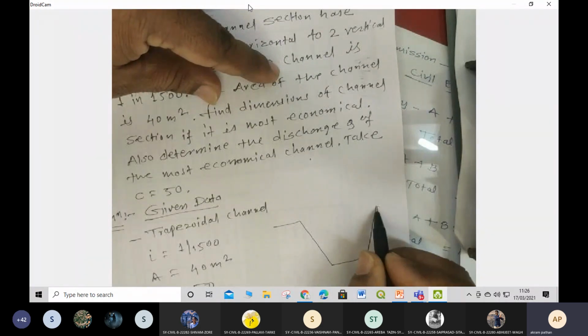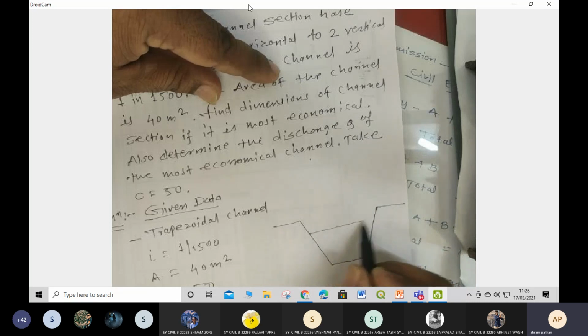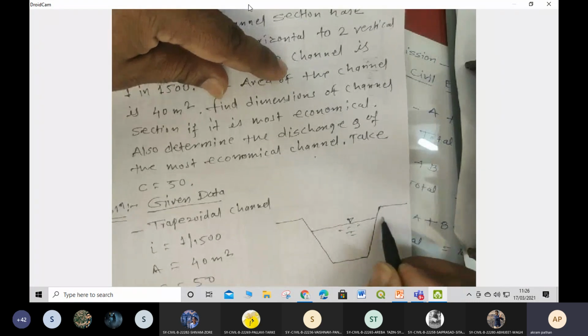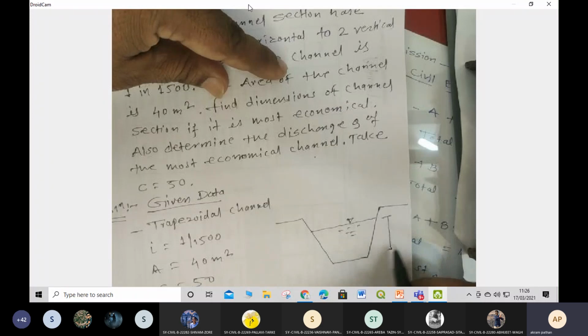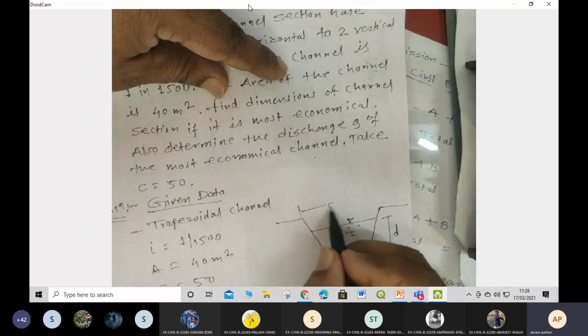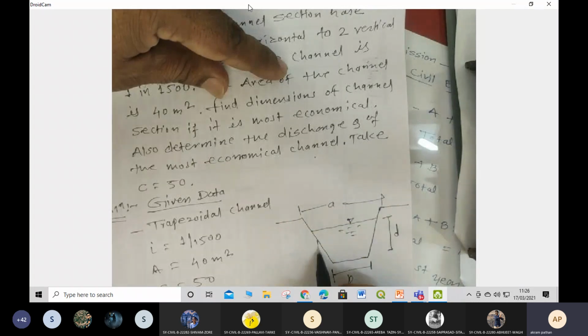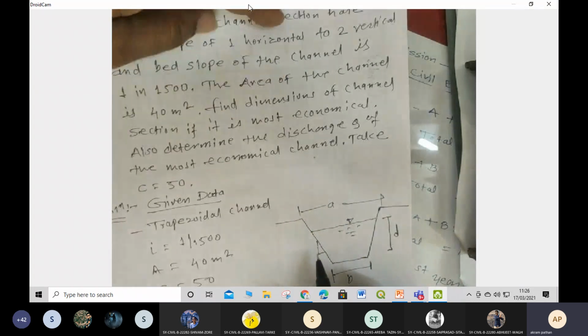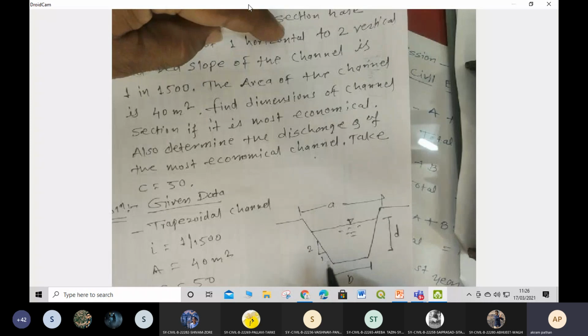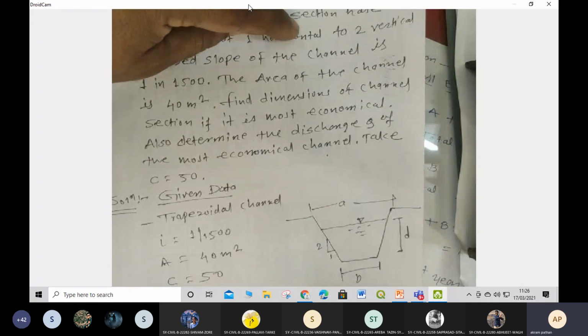And also we have to sketch the diagram as well. So this is the case of the trapezoidal channel. This is the shape of the trapezoidal channel. This is D. This is B, width of the channel, bottom width. This is top width A. And one horizontal to two vertical, the side slope is given.